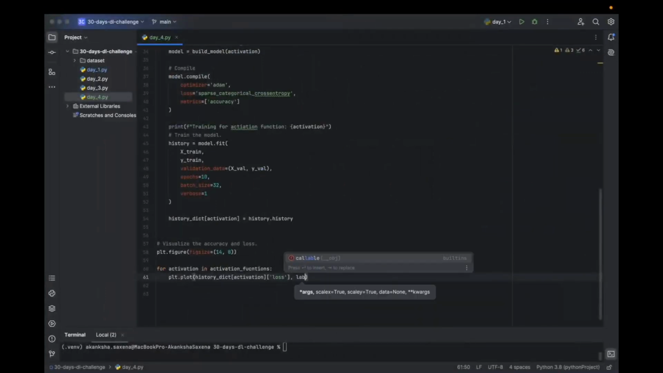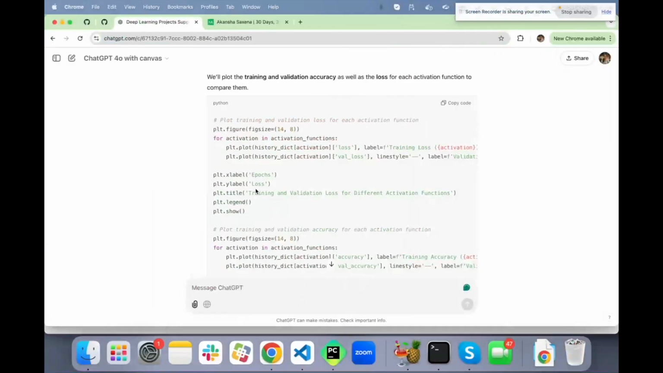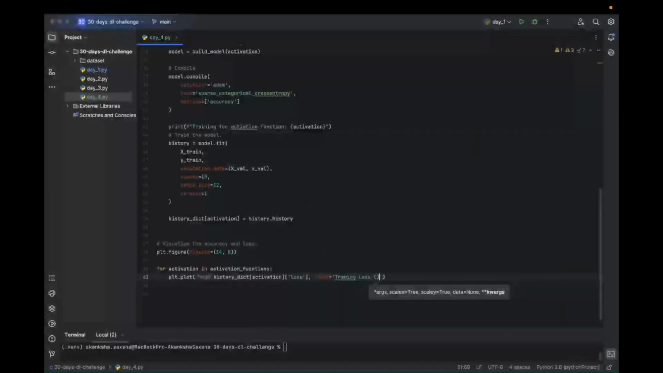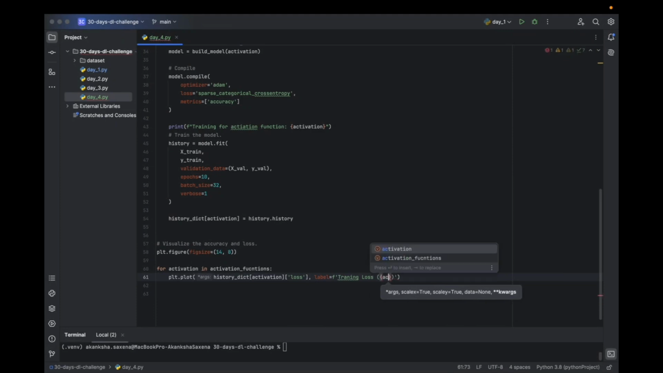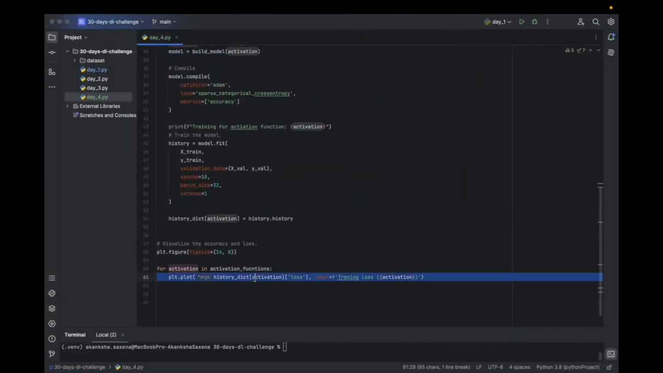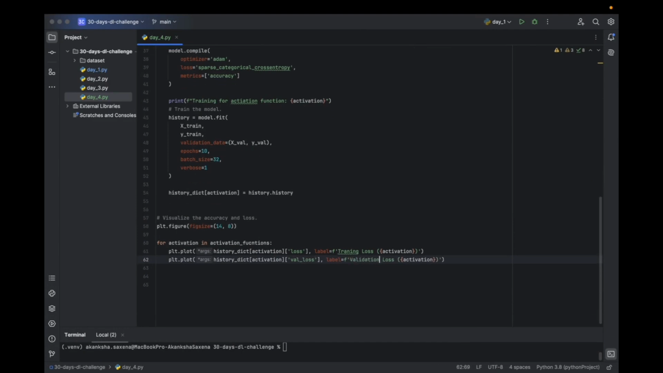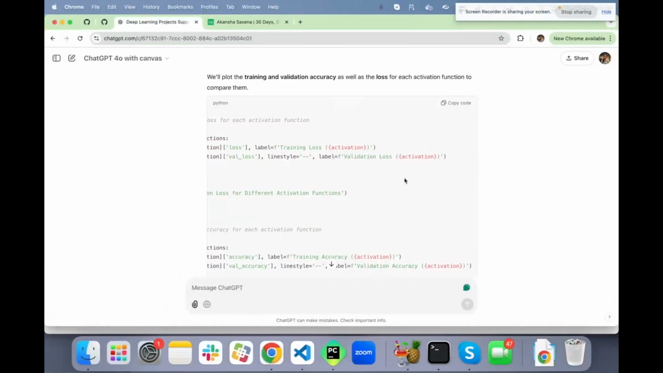And here we have label as the training loss of which activation function, for that format this one. For which activation, this is for this activation. Now we are going to have something similar for loss for validation data. So we'll say validation. I have a typo there, validation.